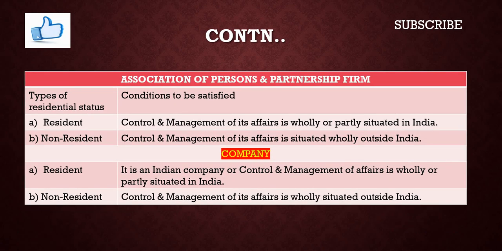Now let's move to determining the residential status of an association of persons or body of individuals, a partnership firm, and even a limited liability partnership. It can enjoy only two types of residential status: one is resident and another one is non-resident. If the control and management of the partnership firm is wholly or partly situated in India, in such case it is called a resident firm.